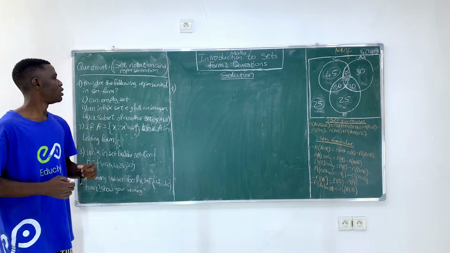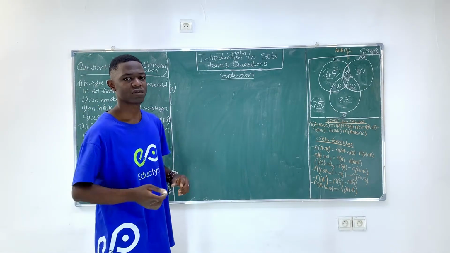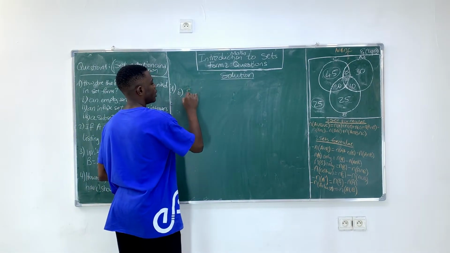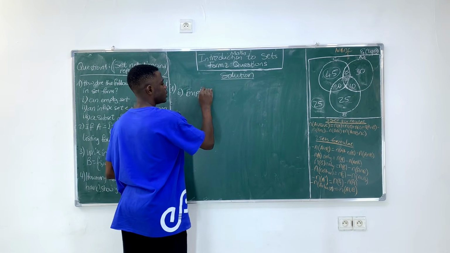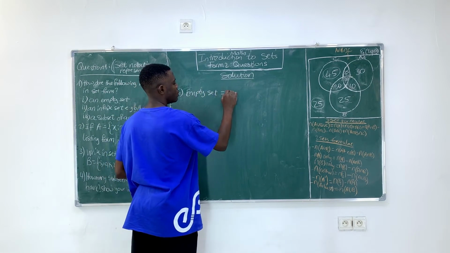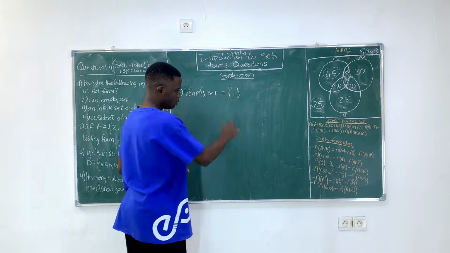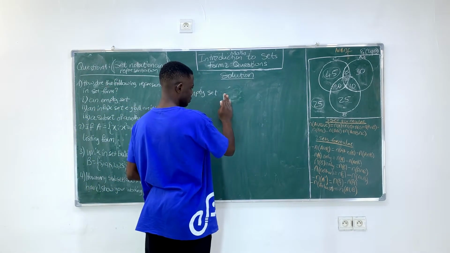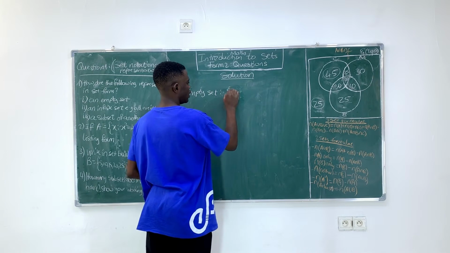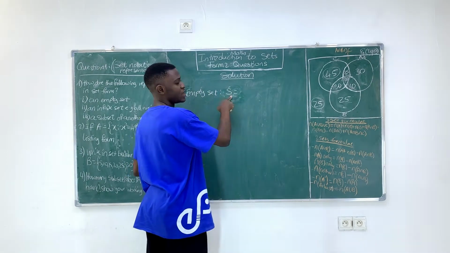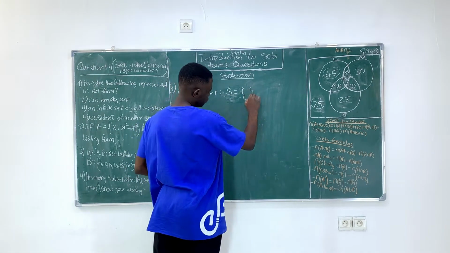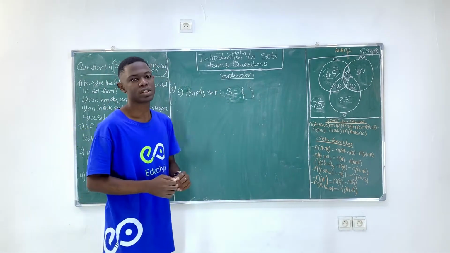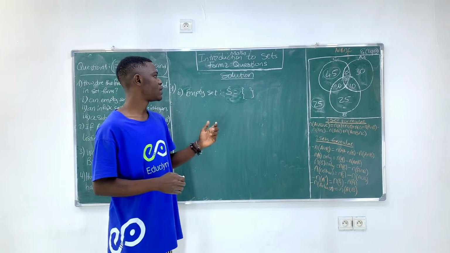Number one, an empty set. So how do you represent an empty set in set form? This is how an empty set looks. If I say empty set S, where S is the name of the set, this is how you say S is an empty set.